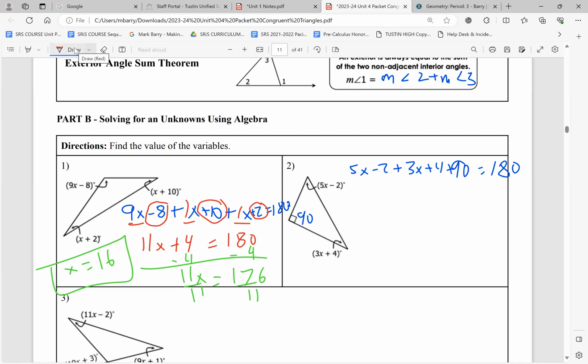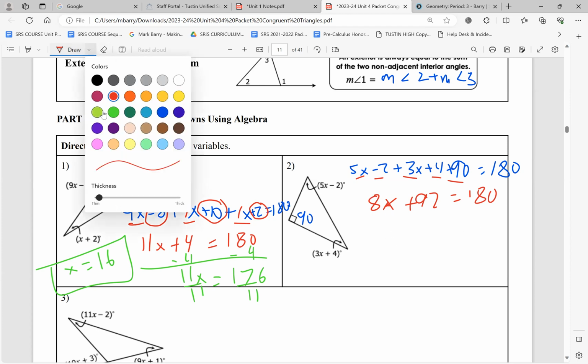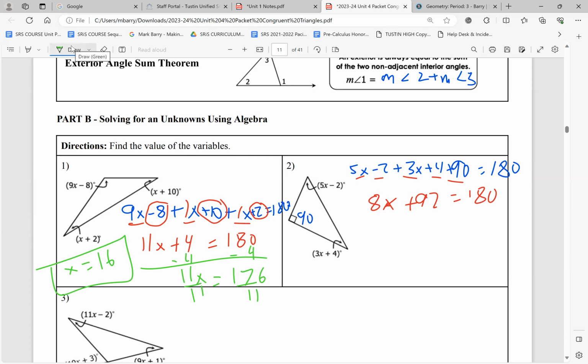Okay, so now we'll combine like terms. I have 5x and 3x combined to make 8x. And then -2 plus 4 plus 90. So -2 plus 4 is +2, plus 90 is 92. All right, so now I have it set up like that. I'm going to subtract the 92 and then divide by 8. So here we go, minus 92 minus 92. This would be 88 equals 8x with these canceling out. Divide by 8, and x equals 11. There we go.